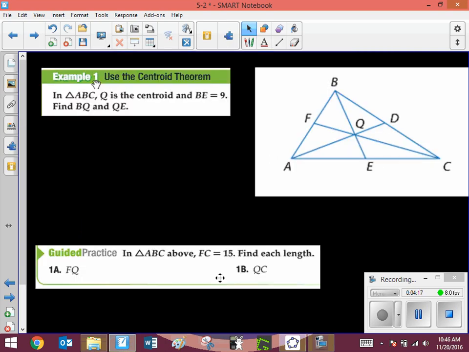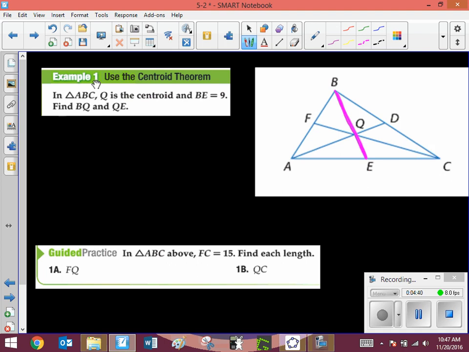In triangle ABC, G is the centroid and BE equals 9. Find BG and GE. Okay, so I'm first going to find BE. I notice BE is right here. I know that that entire segment is 9 units. And it wants me to find BG and GE, kind of like the last example that we did.